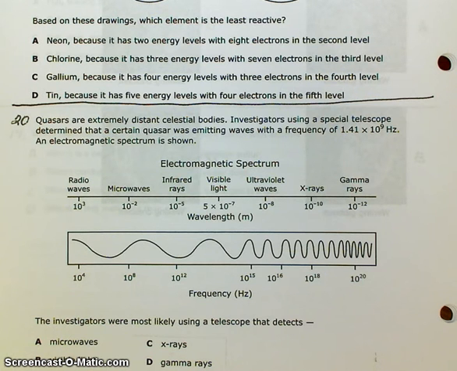Number 20. Quasars are extremely distant celestial bodies. Investigators, using a special telescope, determined that a certain quasar was emitting waves with a frequency of 1.41 times 10 to the 9 hertz. An electromagnetic spectrum is shown: radio waves, microwaves, infrared, visible light, ultraviolet waves, X-rays, gamma rays. Wavelength, frequency. The investigators were most likely using a telescope that detects A. microwaves, B. visible light, C. X-rays, D. gamma rays.